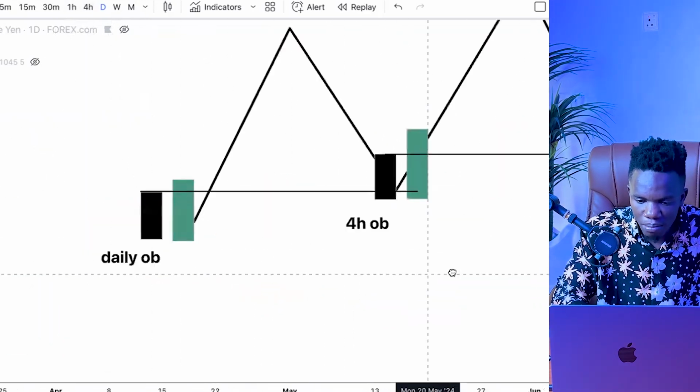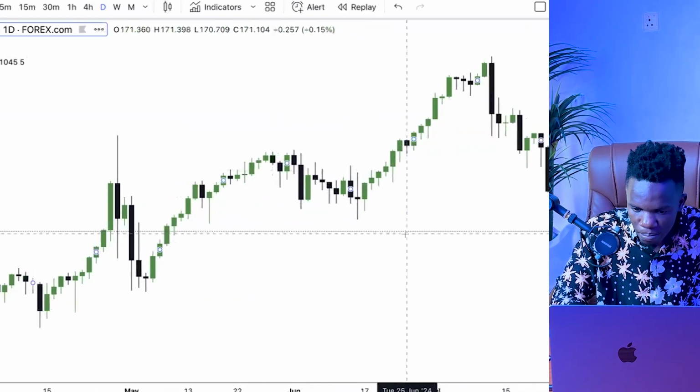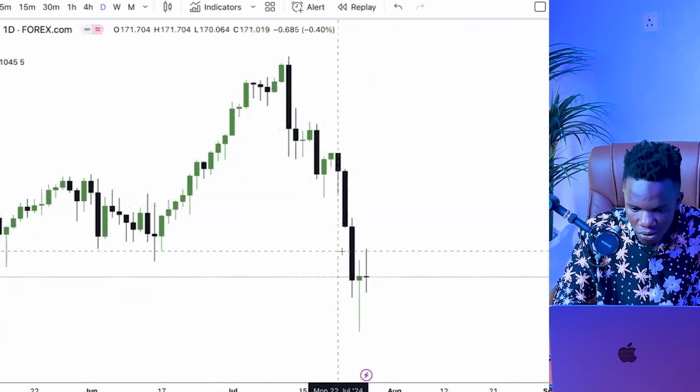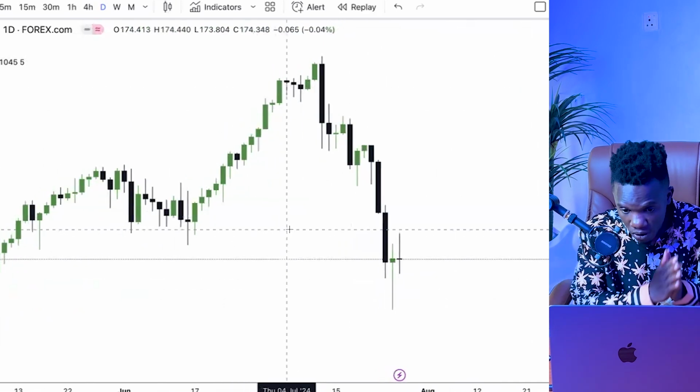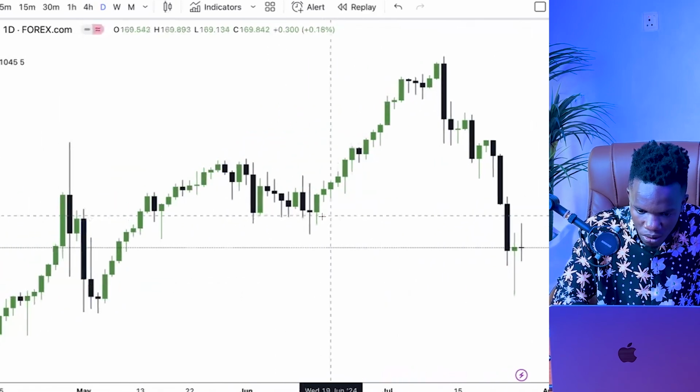Let me give you guys an example, all right? So for the example, we don't want to make use of this recent price action, okay? All we just have to do is take a look at previous price action. What happened on previous price action? For example, this turning point right here.